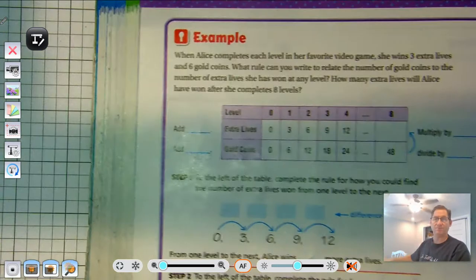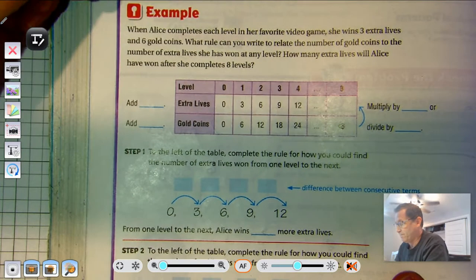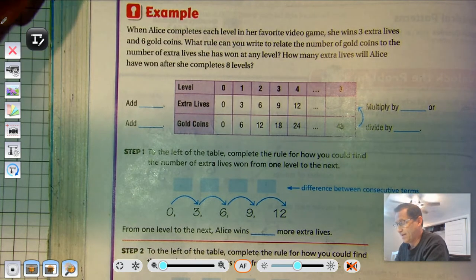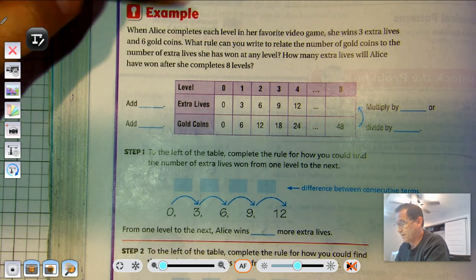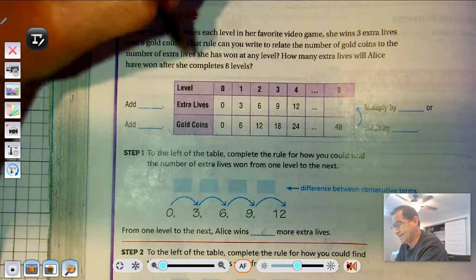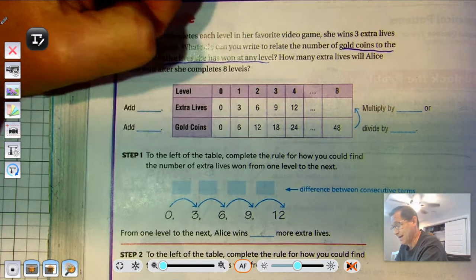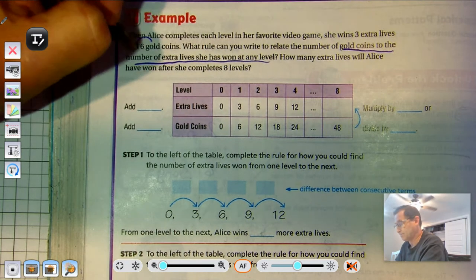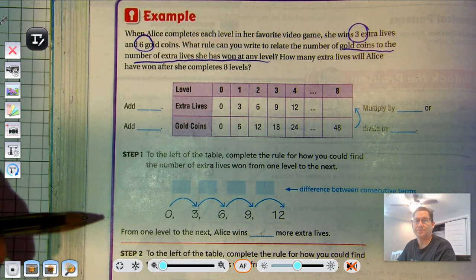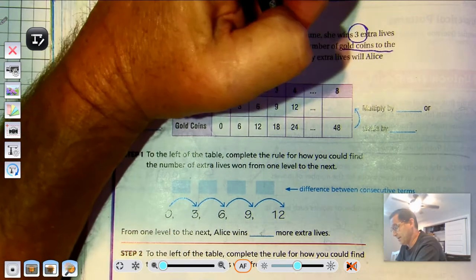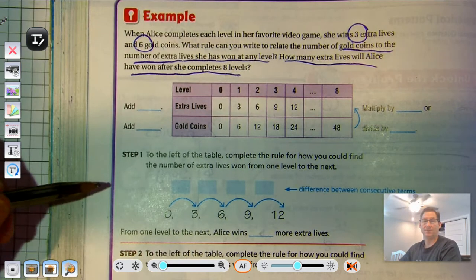All right, here's another example. Page 408. When Alice completes each level in her video game, she wins 3 extra lives and 6 gold coins. What rule can you write to relate the number of gold coins to the number of extra lives? So 3 extra lives, 6 gold coins. How many extra lives will Alice have after she completes 8 levels?